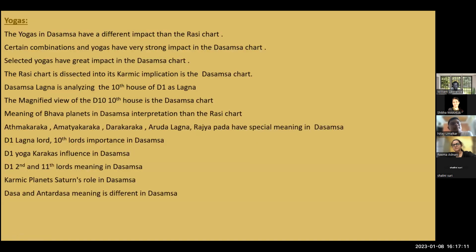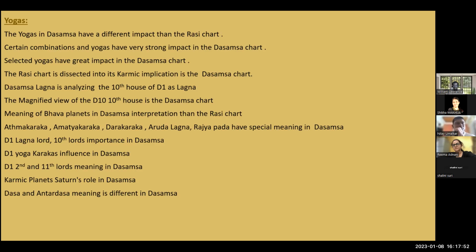I have already mentioned that the yogas in the Dasamsa chart will have a totally different impact. What is the meaning of Gajakesari Yoga or Chandramangala Yoga? It's not the general implication; it means something about one's power, position and success in life. So I've written here that the D10 is the magnified view. Atmakaraka, Amatyakaraka, Dharakaraka, Aruda Lagna and Rajyapada are very, very special in Dasamsa. You don't just use them in D1, you have to use them in D10 also.